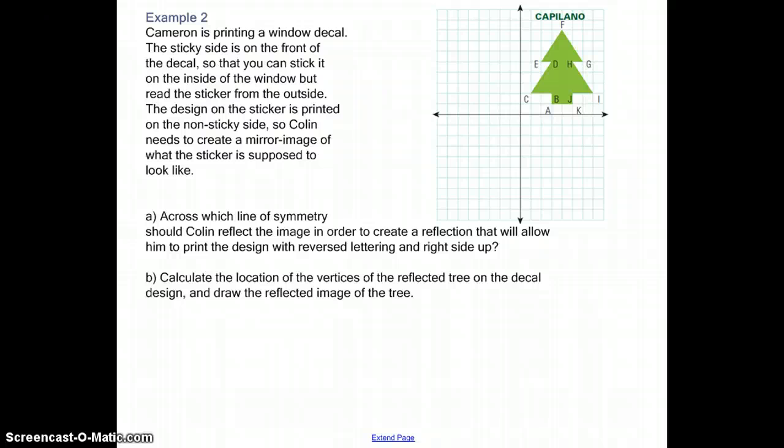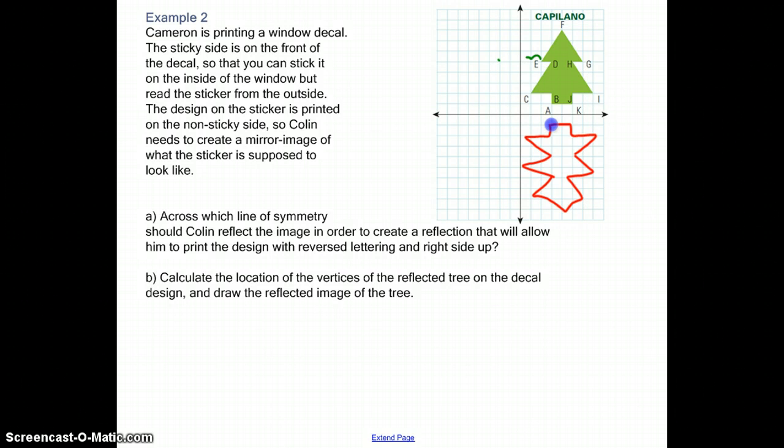Example 2. Cameron is printing a window decal. The sticky side is on the front so that you can stick it on the inside of the window, but you need to be able to read the sticker from outside. So he needs to create a mirror image of what the sticker is supposed to look like. Which axis of symmetry would you do this over? So again, if you flip this, you'd end up with a tree that was upside down like this. Ooh, that's a really bad drawing. However, if you flipped it to the side, you'd end up with a tree that was still right side up. So let's try that.